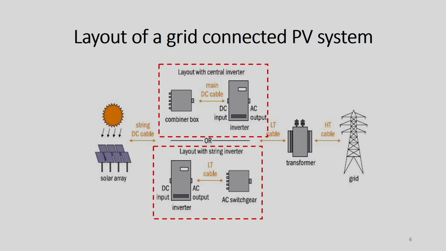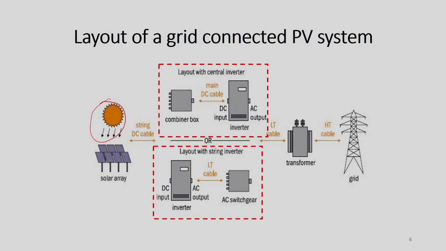Now, this figure shows the layout of a grid connected PV system. As we have discussed, the energy from the sun is received by this PV array, and after generating this current, that has to be transferred to this inverter. Different kinds of inverters are there, we will discuss them in the coming slides. If we use a central inverter, then this DC current will connect to the combiner box, then it goes to the inverter. Again we need DC cables, and as we know, the function of an inverter is to convert this DC input to the AC output. Then from here it goes to the transformer and then it will go to the grid.